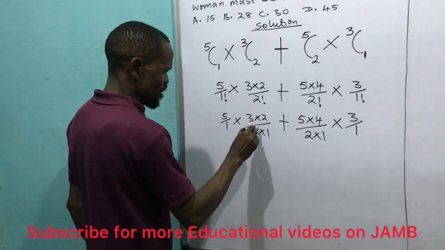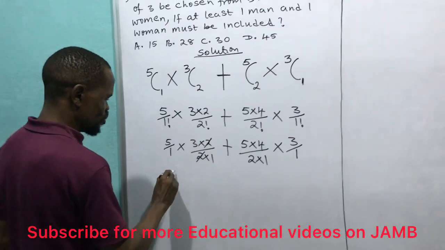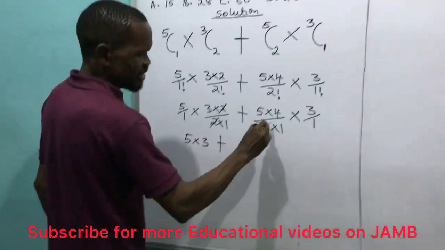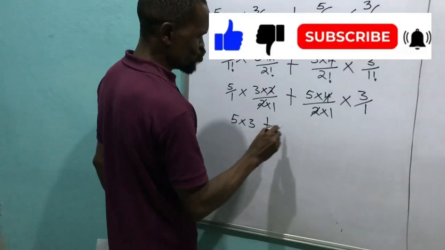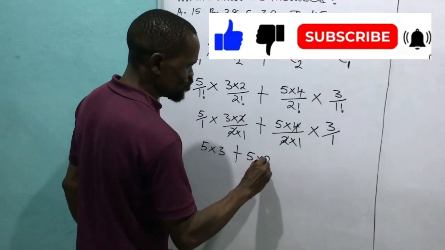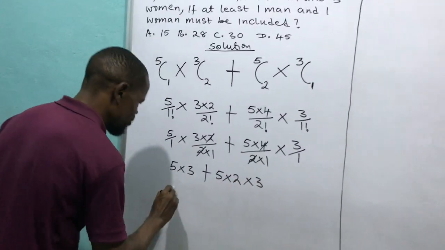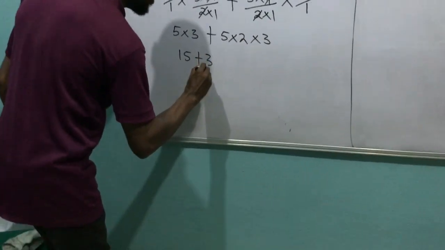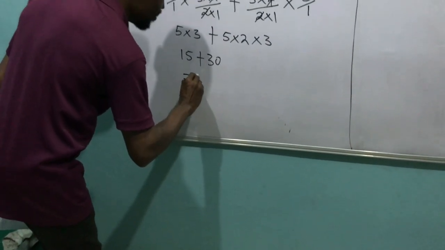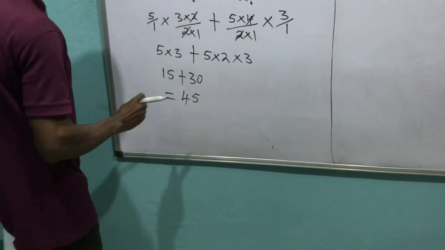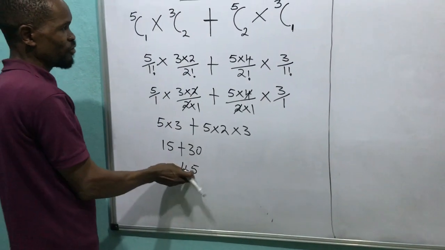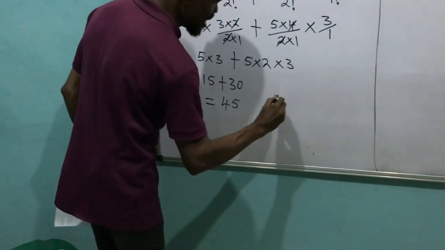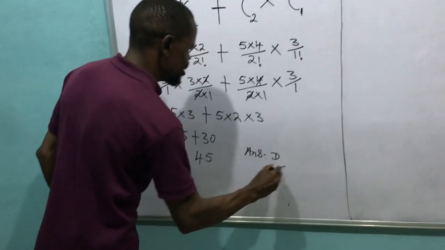Then this kills this, it will give me now 5 times 3, plus this kills this will give me 2. That gives me 5 times 2 times 3. And this will give me 15 plus 30. And my answer becomes 45. This is the number of the people that we consulted, 45. And when we look at our options, D is our answer. That's what we are choosing.